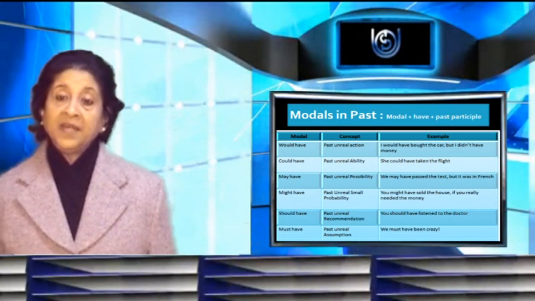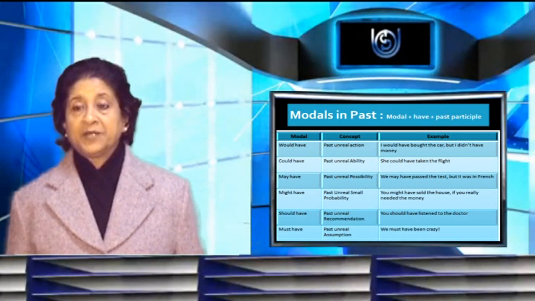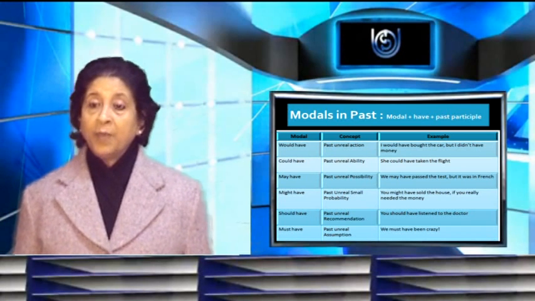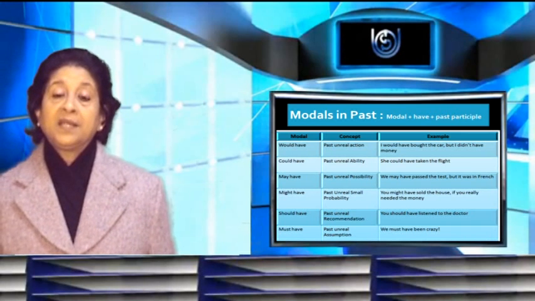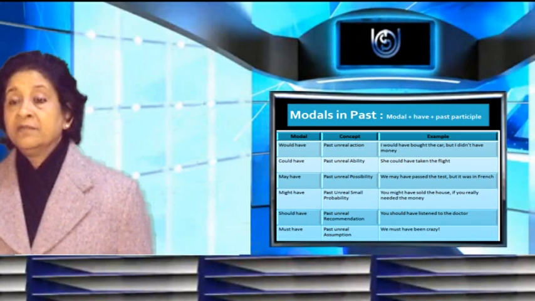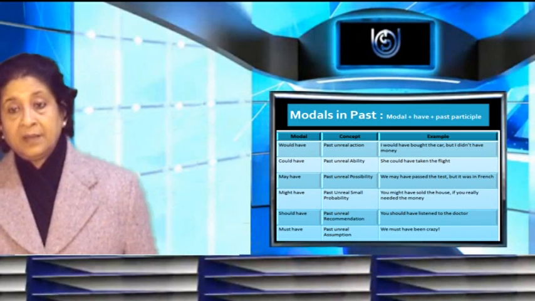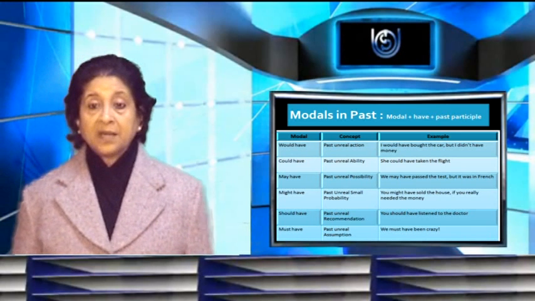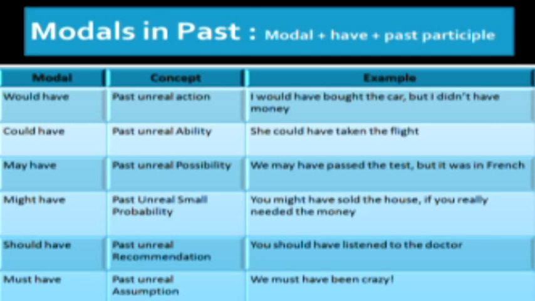Might have. Past unreal or small probability, that is the concept. An example is, you might have sold the house if you really needed the money. This is how the might have modal is used in past tense. Should have. The concept is past unreal recommendation. See the example. You should have listened to the doctor. Should have is the modal and this is the unreal recommendation.